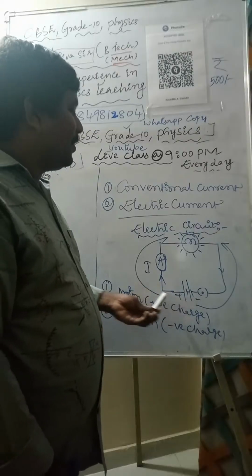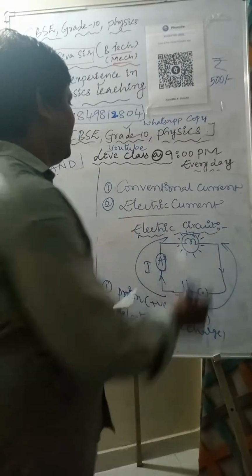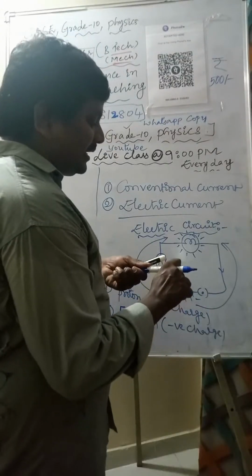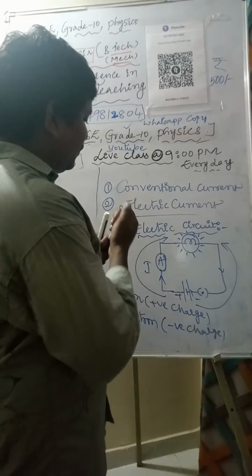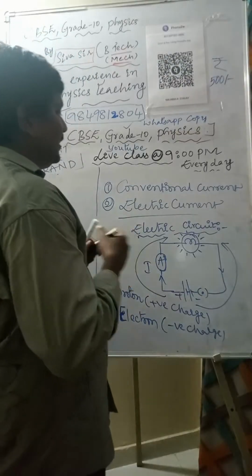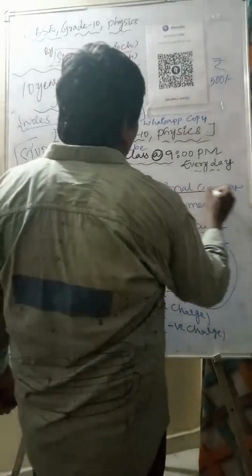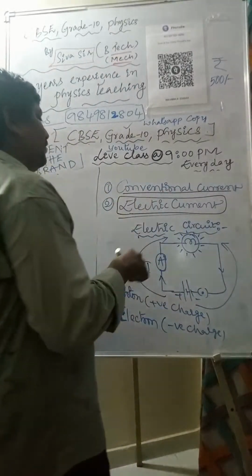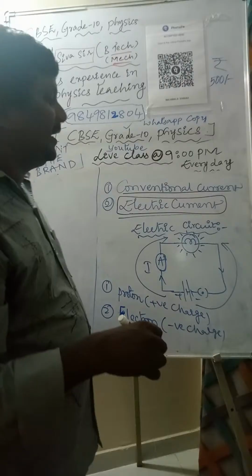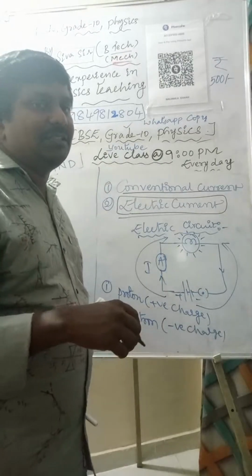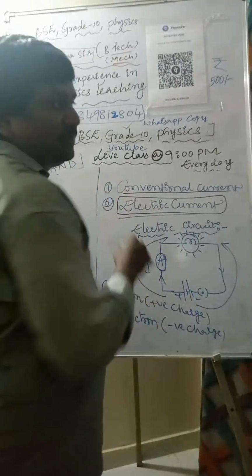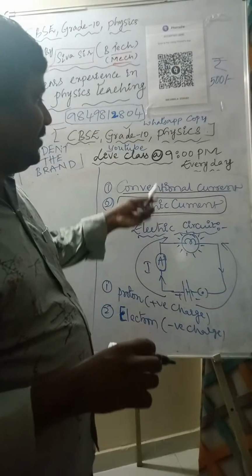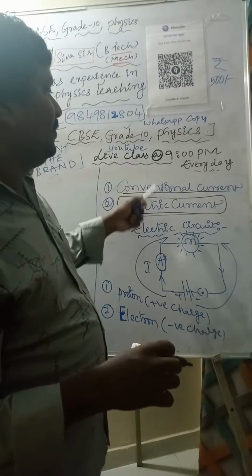The flow of positive charges will be taken as conventional current, and the flow of electrons will be taken as electric current. That's why they consider these two definitions. These two definitions are very important. Make a note of it.